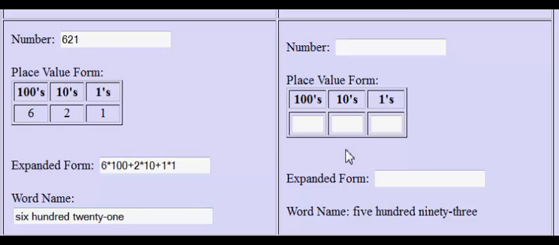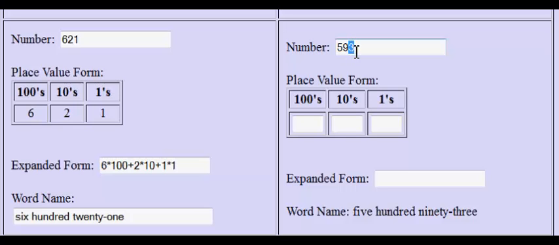In the last example, they give me the word name, and I am to work backwards and fill out the answers for the previous 3 forms. The word name 593 represents the number 593, written out like this.